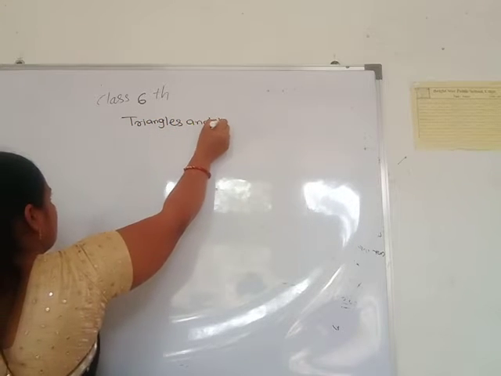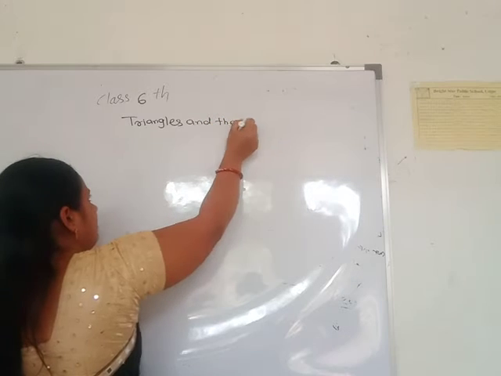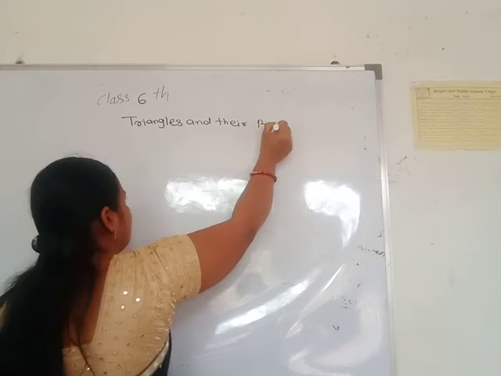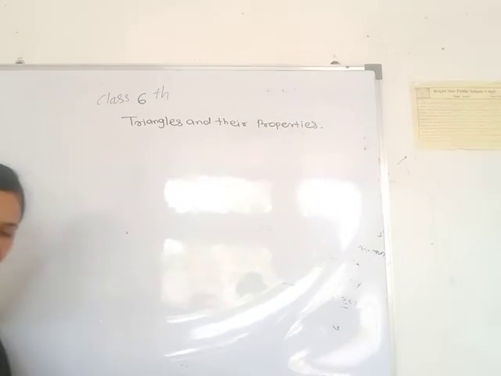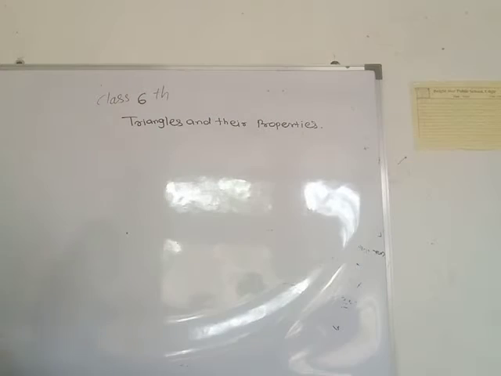Triangles and their properties. See in your textbook page number 77, chapter 15. In the figure, alongside some points and some line segments joining them have been drawn. Which of these figures is a triangle, which figure is not a triangle, and why not?